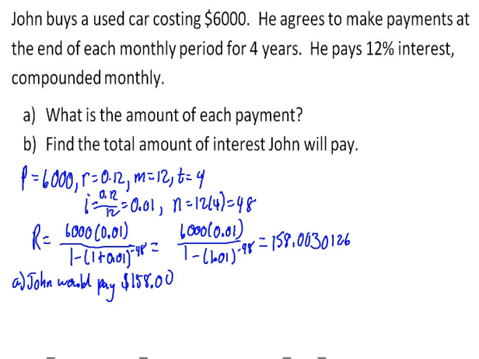Now to figure out how much interest John will pay, we'll figure out how much he'll pay total and subtract off the present value of the car, so we subtract off the $6,000. So what we get is, he made 48 payments of $158, and subtract 6,000 from that, you get $1,584. That's how much he would pay in interest. Now suppose John came into some money after a couple of years and he has enough to pay off the remaining balance. How would we figure out how much is the remaining balance?